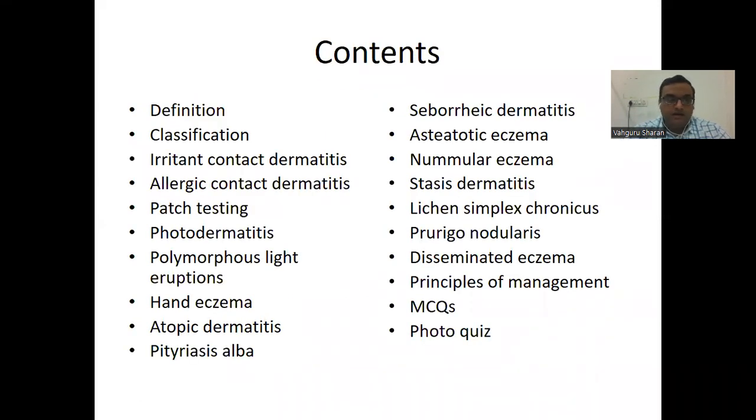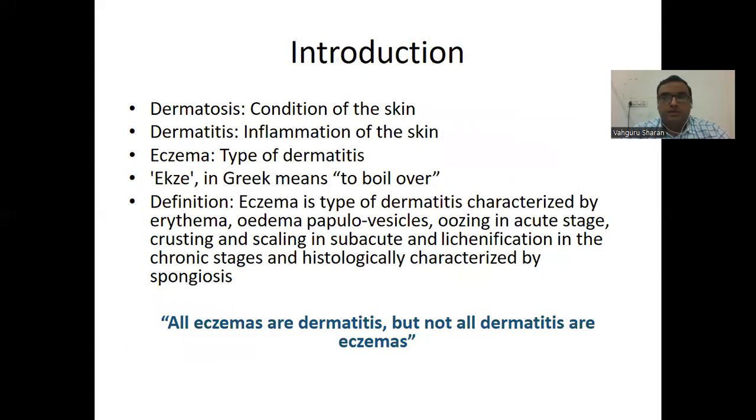Let's see what contents are there in today's lecture. This is definition, classification of eczema, irritant contact dermatitis, allergic contact dermatitis, patch testing, photodermatitis, polymorphous light eruptions, hand eczemas, atopic dermatitis, pityriasis alba, seborrheic dermatitis, asteatotic eczema, discoid eczema, stasis dermatitis, and lichen simplex chronicus, prurigo nodularis, disseminated eczema, how to manage, some multiple choice questions, and photos. Let's start. What is eczema?